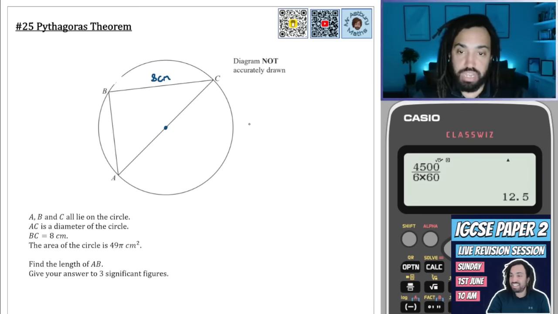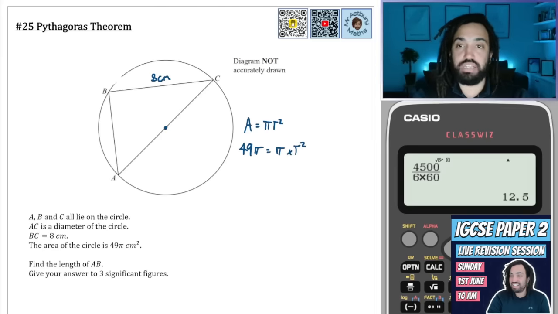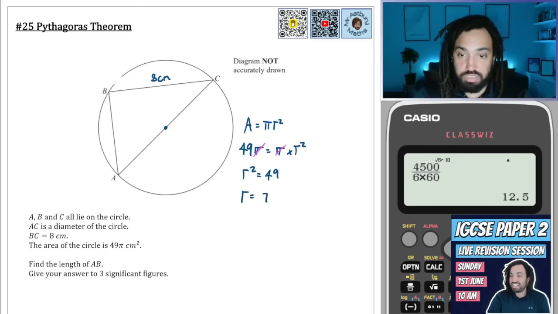As we know, area is equal to pi r squared. So 49 pi is equal to pi times r squared. We can divide by pi on both sides, so we get that r squared is equal to 49. Not sure why I switched it around there, but hey ho. So r is equal to 7. Okay, so that's great. That's going to be useful, I'm sure.